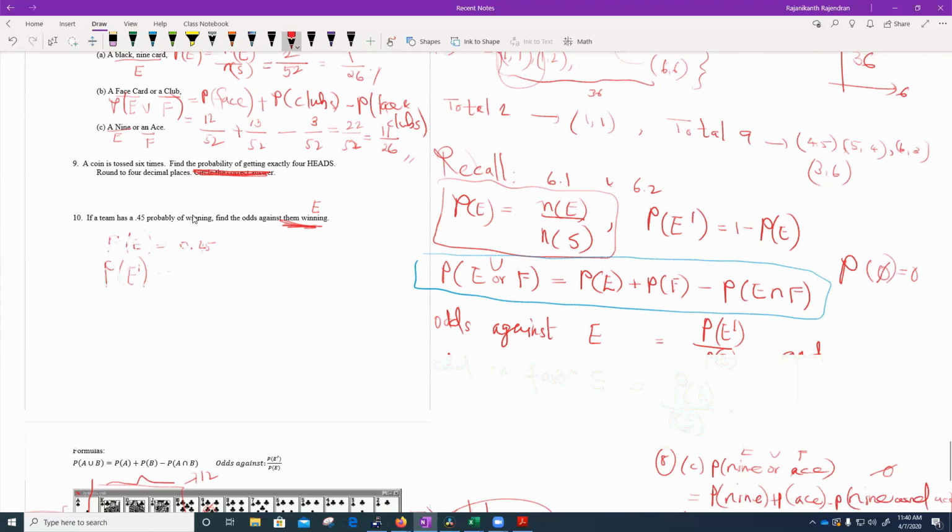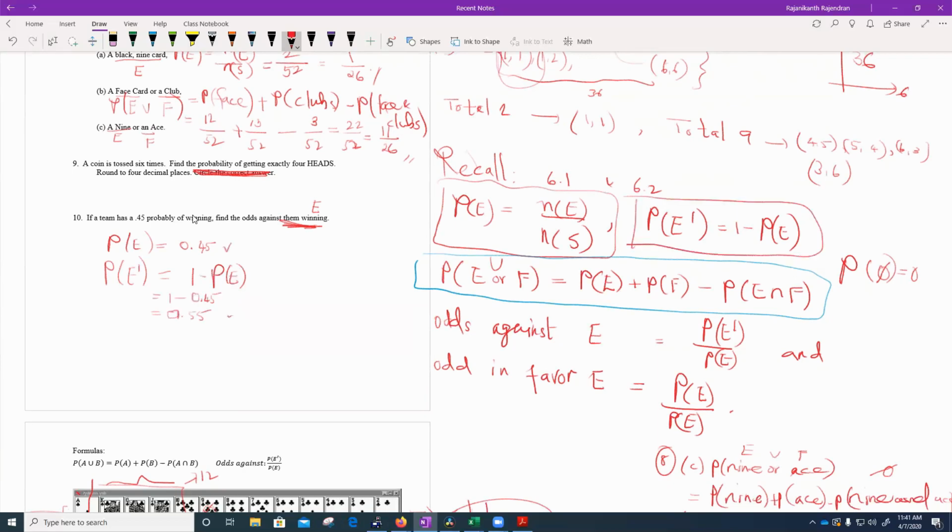So what is the probability of E prime then? The formula says, look here, the probability of E prime is 1 minus P of E, right? So we know P of E is 0.45. If you subtract 0.45 from 1, you will get the remaining rest. That is my probability of E prime, which is 0.55. So I know now the probability of E and the probability of E prime. Now go to the question. The question is finding the odds against E.